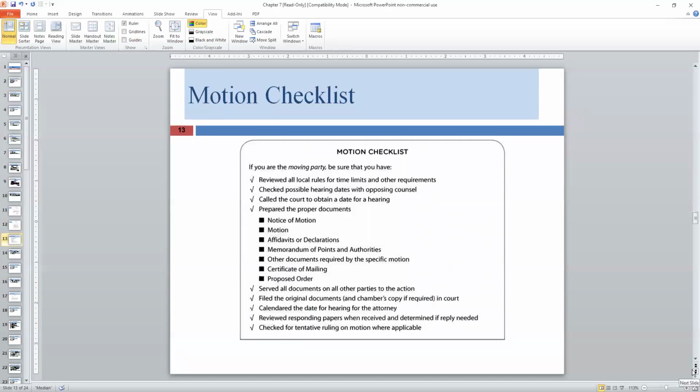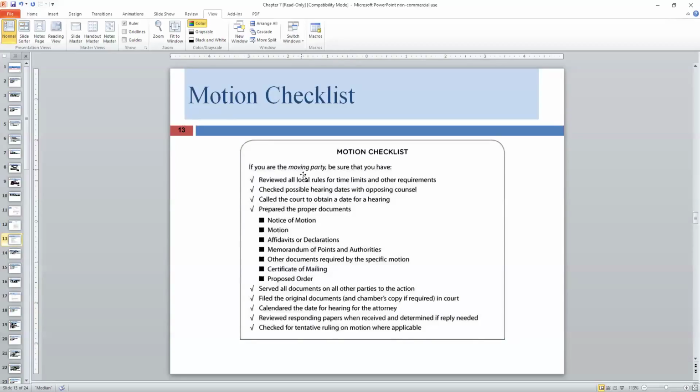Here's a very handy list of things to look for when you are preparing motions. It's a really good idea to use checklists. You don't have to use this checklist. There's lots of these types of tools available, but as you can see, there's several things that you need to do, and it's good as you are going through the process that it can help you not forget something.